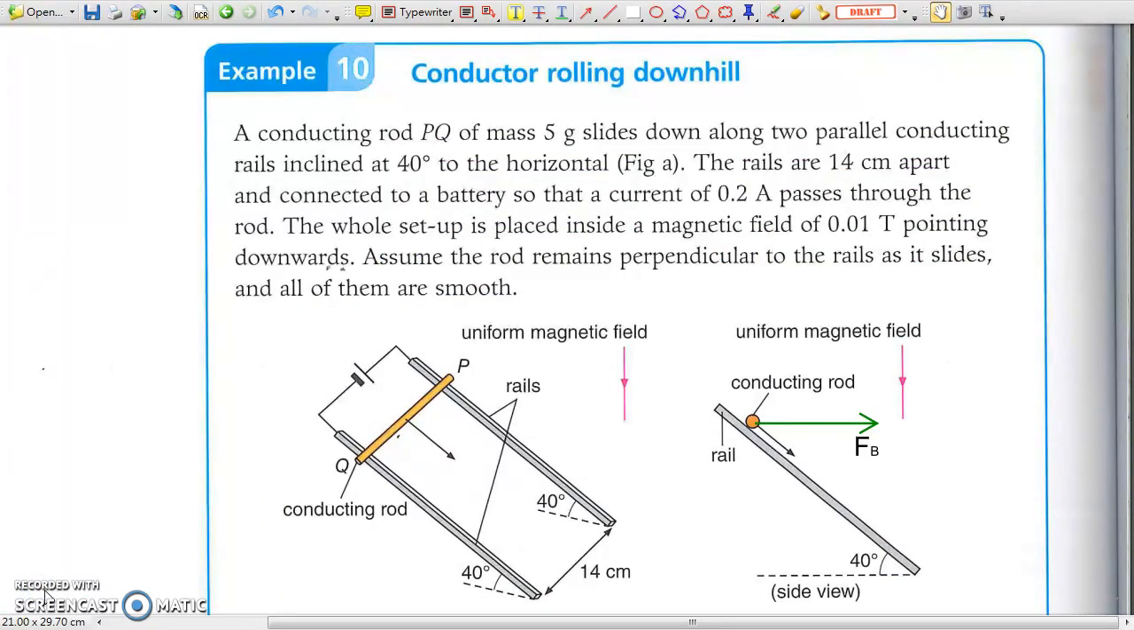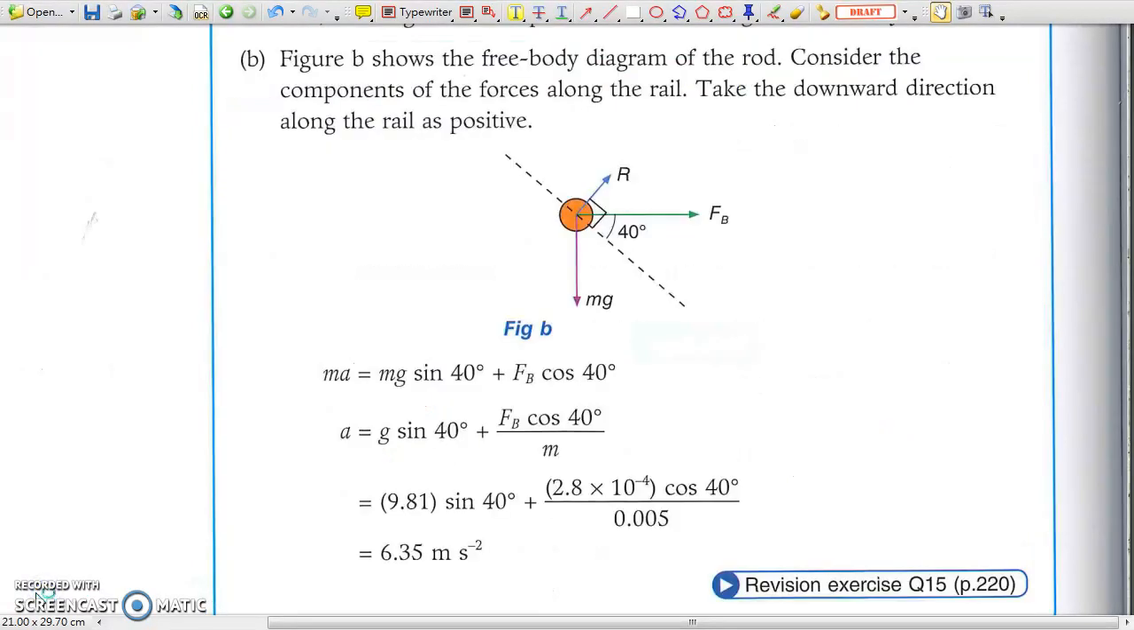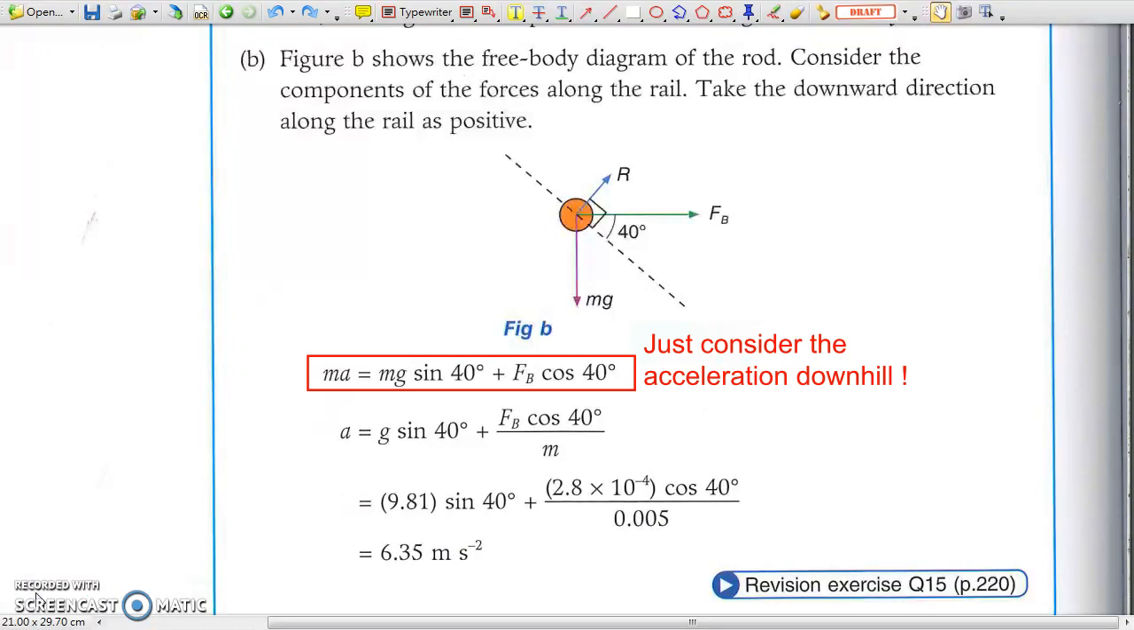Example 10. Conductor rolling downhill. In this case, a current-carrying rod rolls downhill as shown. The magnetic field is vertically downward. It is not difficult to find the direction of the induced magnetic force. You are asked to find the resultant acceleration of the rod, and it must be downhill. So it must be F_B cosine theta over m plus g sine theta.